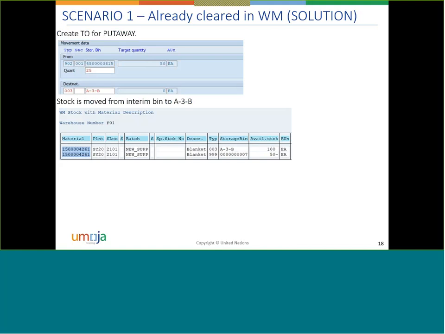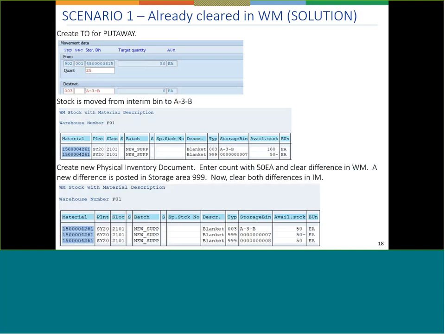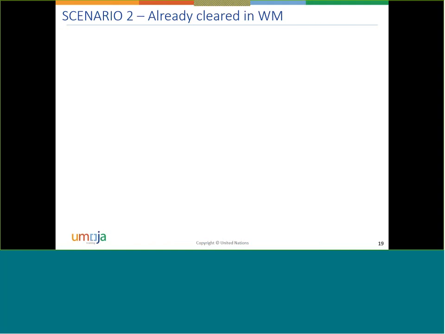But this is also just text and screenshots, a step-by-step process of what you have to do, okay, which is basically what we have been talking about, right? Create the TO for put away. Stock is moved to the interim bin, so now we would have the 100. We still have the difference, and eventually, and finally, we have our correct count. We have the difference of minus 50 and the difference of 50, and we would be fine.